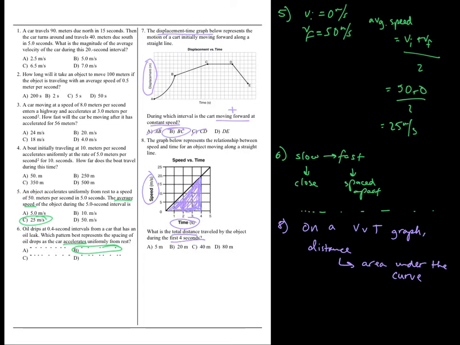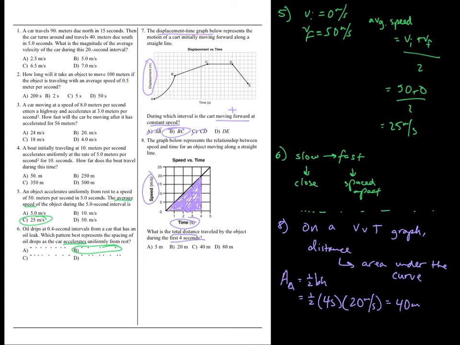So it looks like a triangle. We need to find the area of that triangle, 1/2 base times height. And we go by the intervals, not the boxes. So from 0 to 4, that's our base. That's 4 seconds. And our height goes from 0 to 20 meters per second. Multiply all that together and you get 40 meters. So the car has traveled 40 meters within 4 seconds.